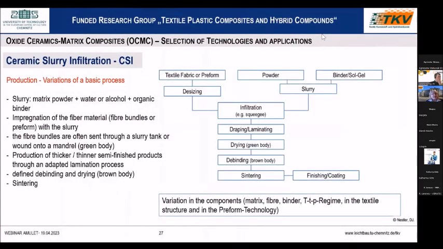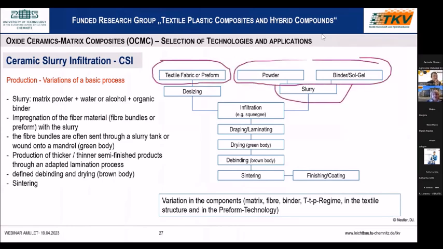The ceramic slurry infiltration is often used for OCMCs, O for oxide CMCs. The textile preform is infiltrated with the slurry consisting of powder and binder. This is followed by draping or laminating, drying of the green body and the binder removal. This is followed by a sintering process. And there are many variations in the process according to the components and also in the preform technology.